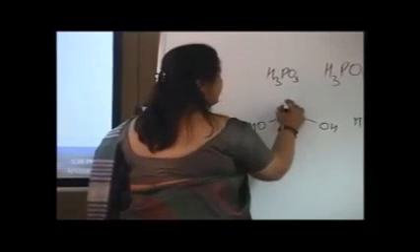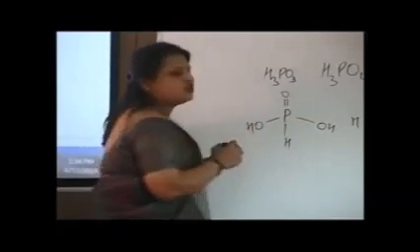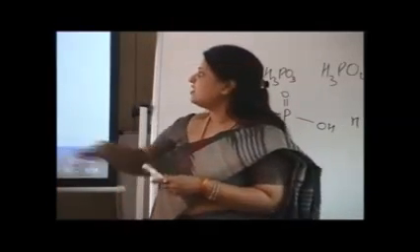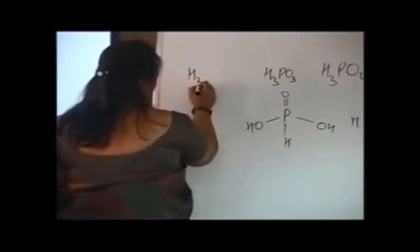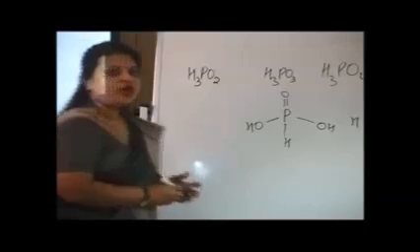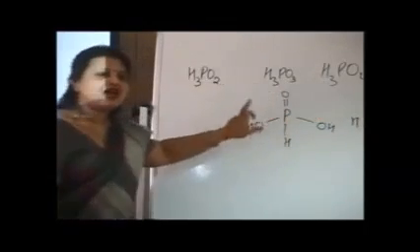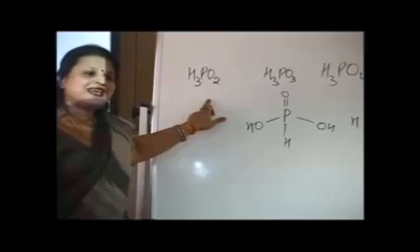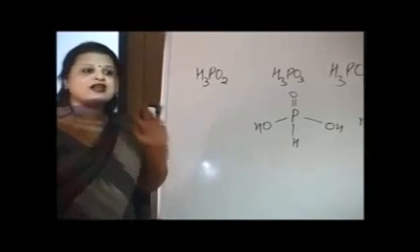2 OH groups, 1 direct H and 1 double bond O. Okay. Then we move on to the other oxo acid, which is phosphonic acid, H3PO2. So, we have a tribasic acid, a dibasic acid, and H3PO2 will be a monobasic acid, and hence only 1 OH group.